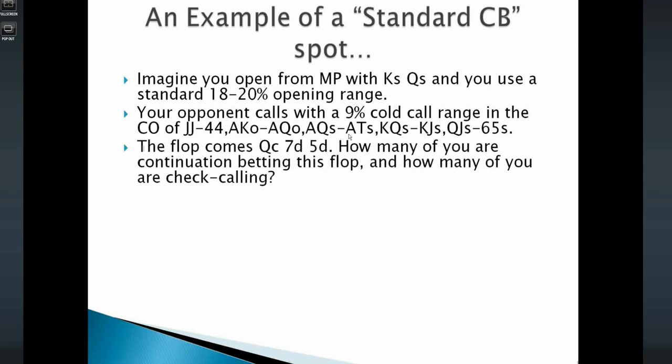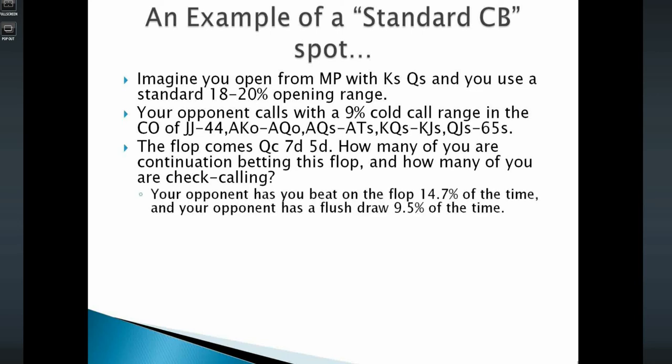The flop comes queen of clubs, 7 of diamonds, 5 of diamonds. How many of you are continuation betting this flop, and how many of you are check calling? So really take a moment to think. How many of you just think this spot is an auto c-bet? You don't even really run it through your thought process. You're just continuation betting because you've got top pair, second kicker. And how many of you actually think before you c-bet here and often mix in a check?